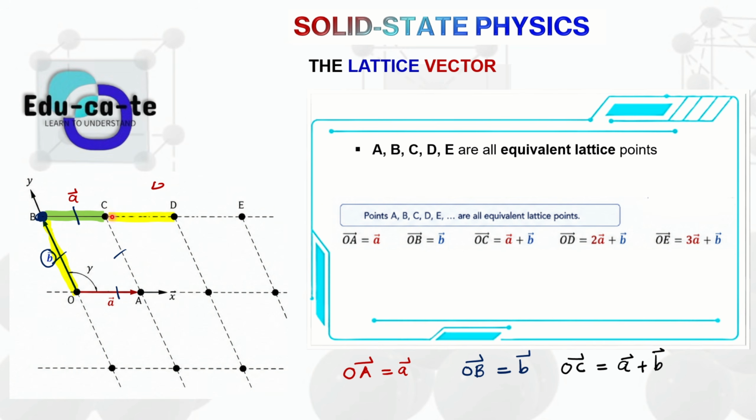And then from point C to point D, I have to move another A vector again, because remember that this lattice has a repetitive pattern. So it keeps on repeating itself. So from moving this point to this point, I can just add another vector A here. And moving from this point to this point again, I can add another vector A as well.